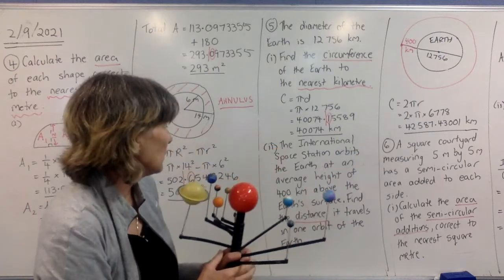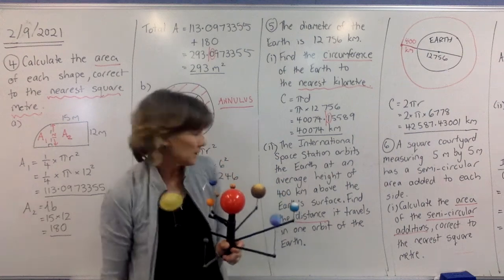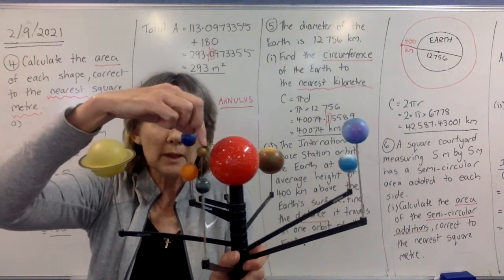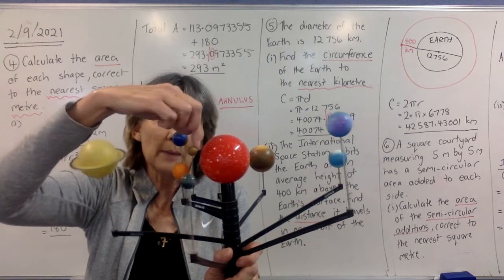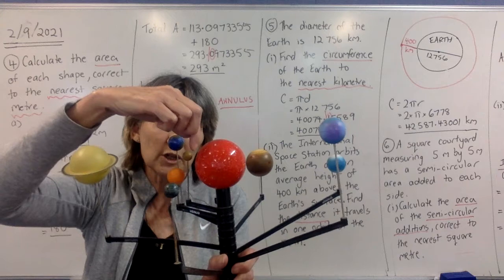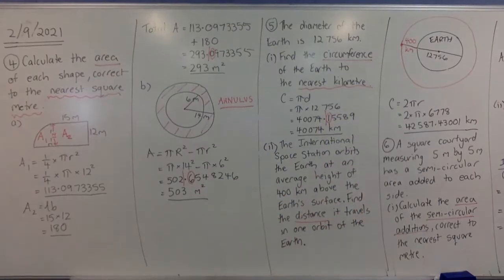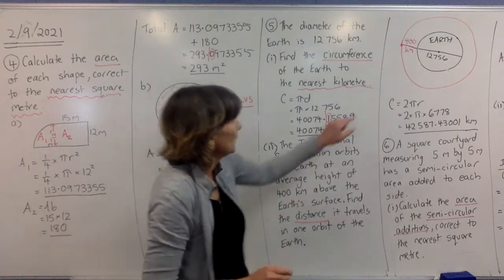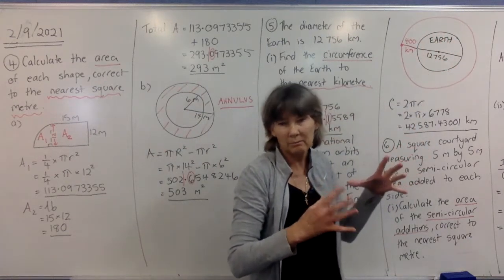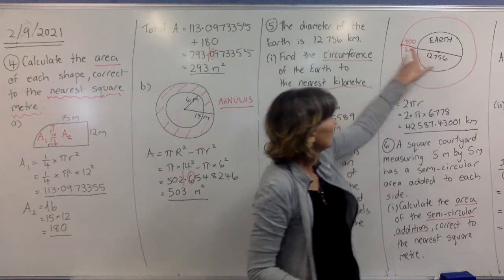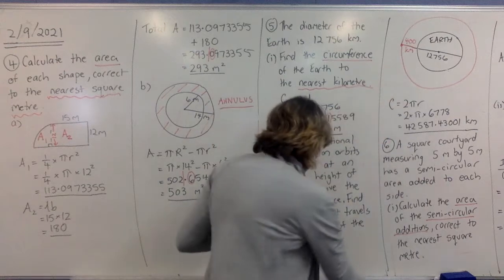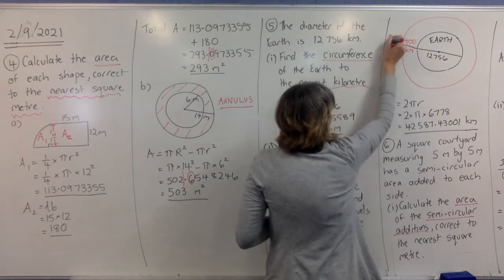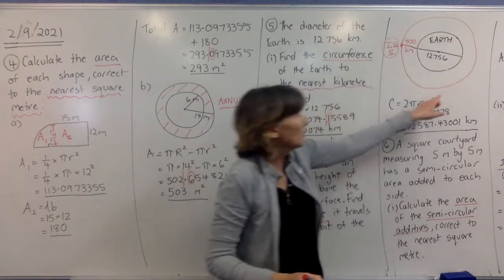What we're telling you here is that its average height is 400 kilometres above the surface of the Earth. If this is the Earth, it's not, it's the Sun, but pretend, and this is the distance we're talking about, 400 kilometres between the International Space Station and the surface of the Earth. If we draw a diagram of it, because we've got to find the distance that it travels in one orbit. Here we've got the Earth, it's circular, it's a sphere but it's circular. It's got a diameter of 12,756 kilometres and the International Space Station is here. It's revolving around the Earth like that.